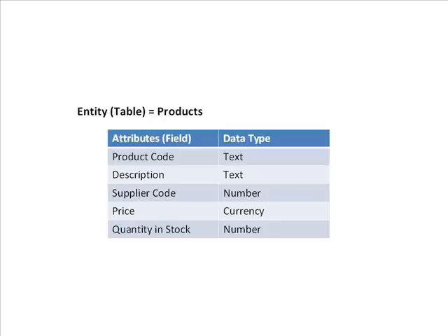And then we can also set each of these to have a data type. So the product code might be text, the description would be text, the supplier code could be a number, could be text, depends on the system that's in use. The price would be currency, and the quantity in stock would be number.